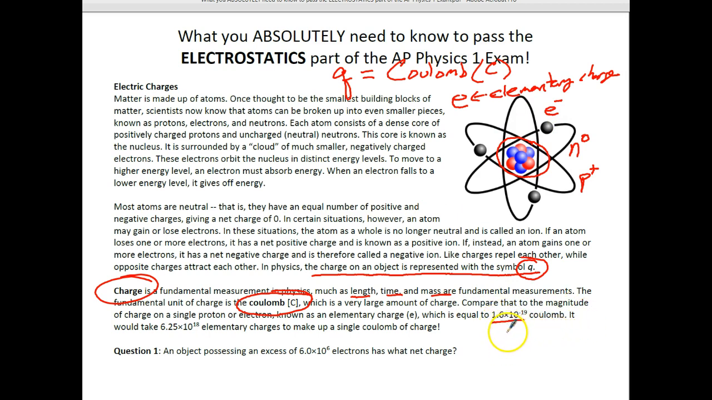Now, there's a little bit more to that. For an electron, the charge is going to be negative 1.6 times 10 to the negative 19th. And for a proton, the charge is going to be positive 1.6 times 10 to the negative 19th coulombs. So be really careful that when you're dealing with electrons, use the negative number, and for protons, use a positive number. Neutrons don't have any charge, so you wouldn't have to worry about those here.